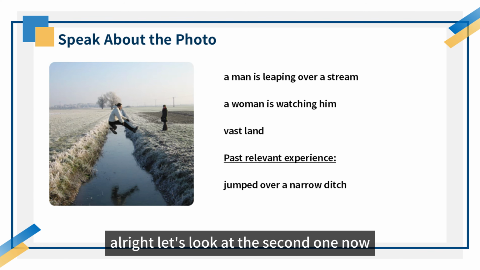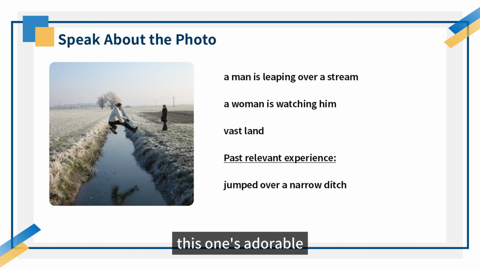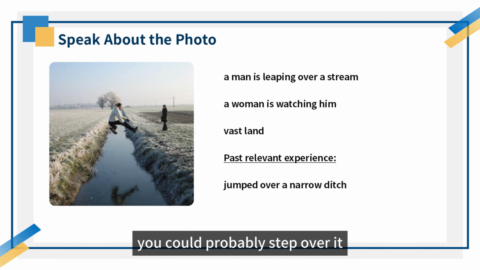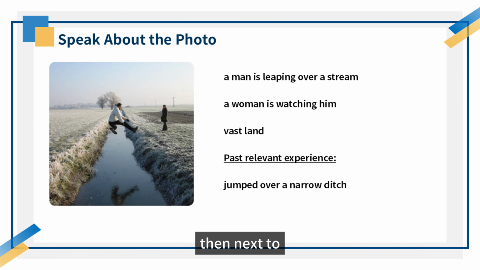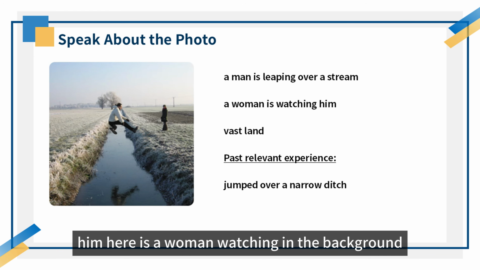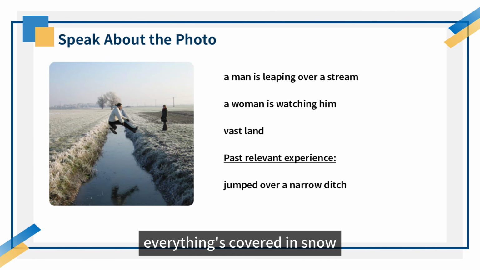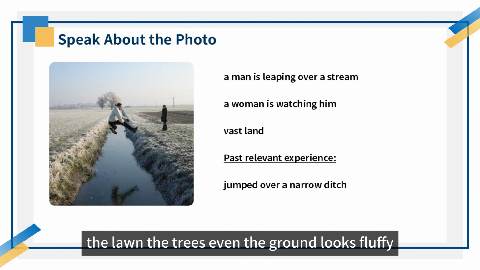Alright, let's look at the second one now. This one's adorable. What do you see? A guy is jumping over a tiny stream, like the stream's so narrow you could probably step over it. Then, next to him, here is a woman watching. In the background, oh, it's beautiful. Everything's covered in snow. The lawn, the trees, even the ground looks fluffy.